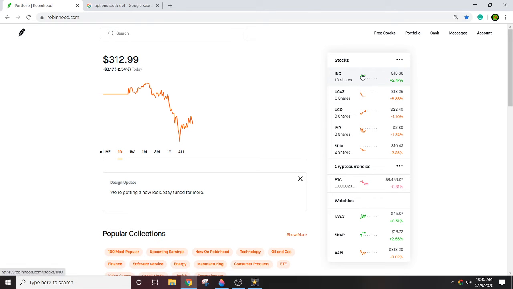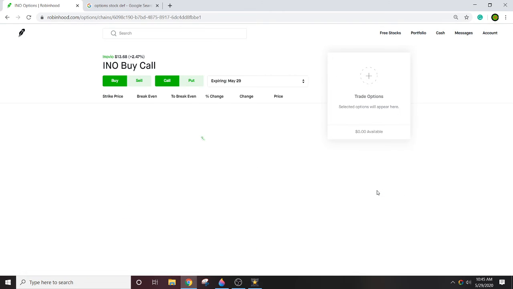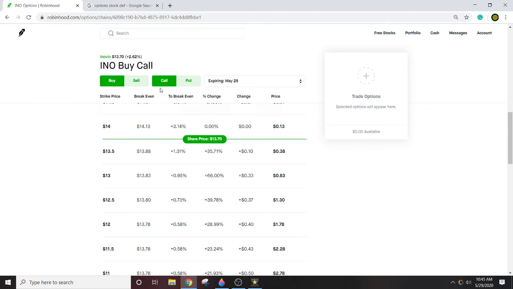For example, you want to buy pharmaceuticals, because you've been hearing good news about them. Then you click trade options. You buy options. Now you click buy, not sell, because you don't have 100 shares of the company. So that'll be in another video. So you click buy. You want to buy a call, not a put. Call up, put down.